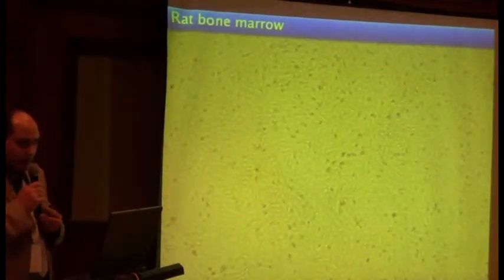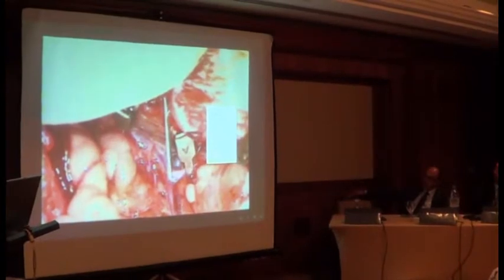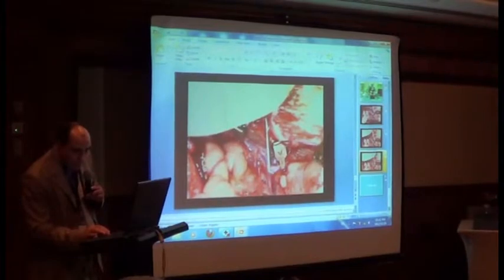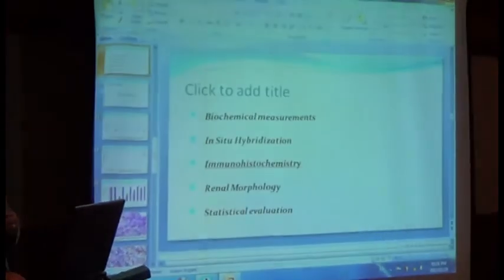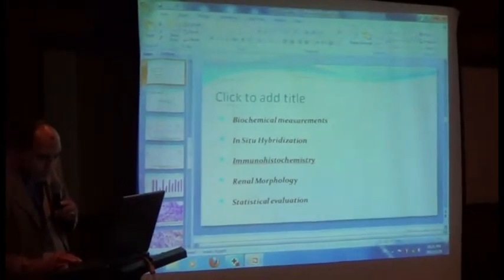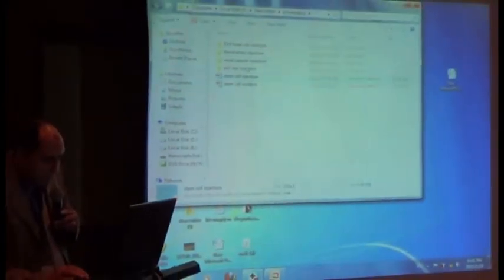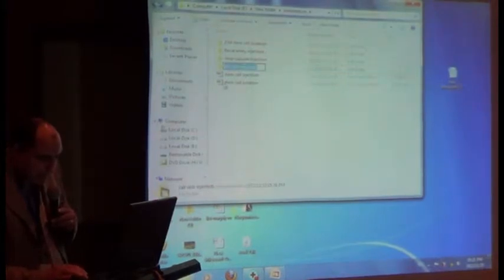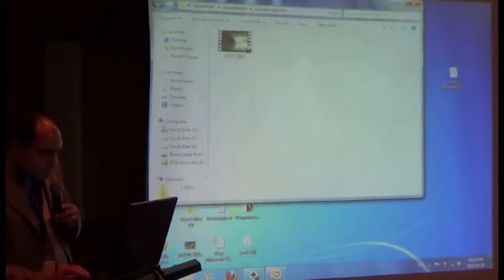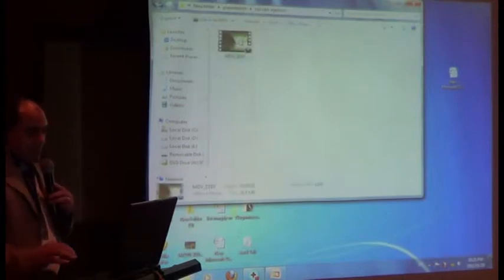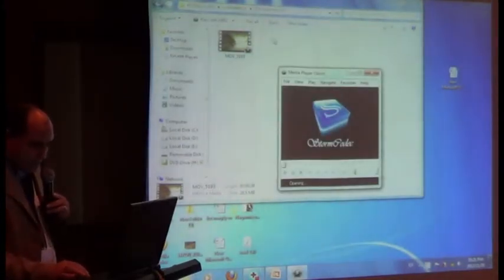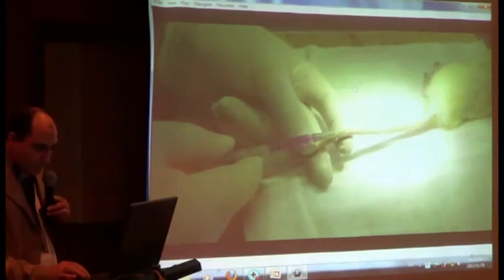Here we have the appearance of the cells. We will show some movies, live, about this injection. Like tail vein injection. That is a simple method for injection of stem cells through the tail vein.